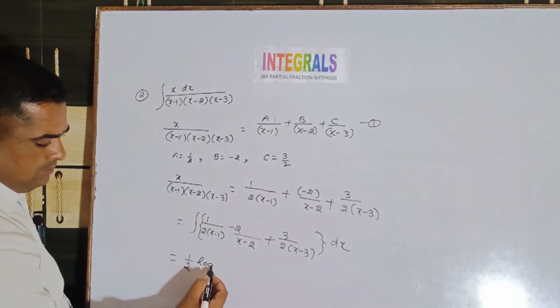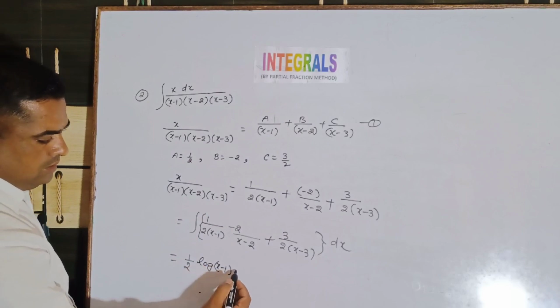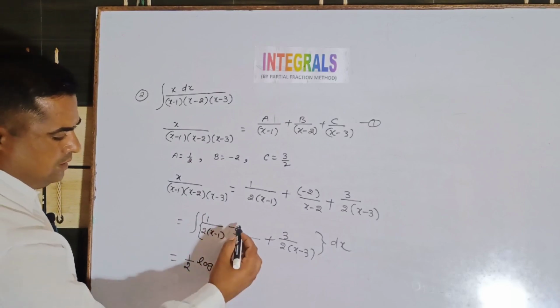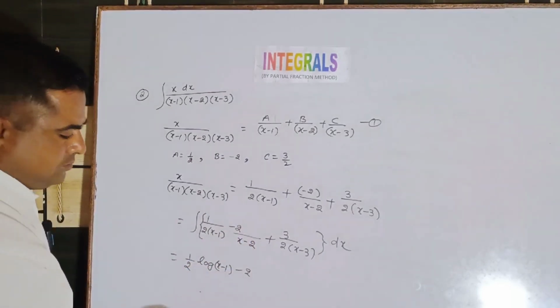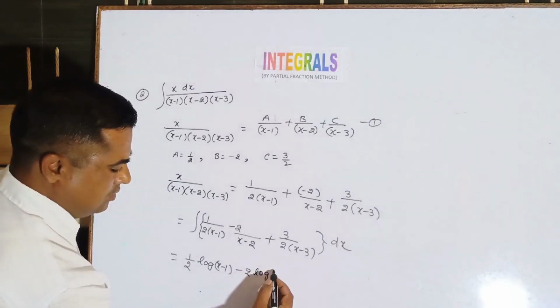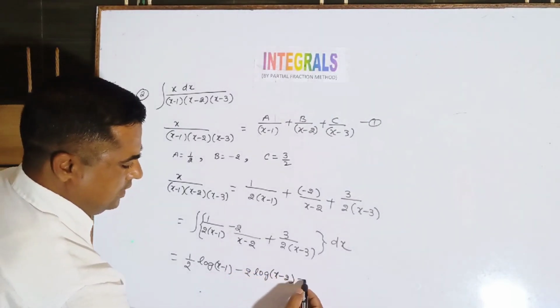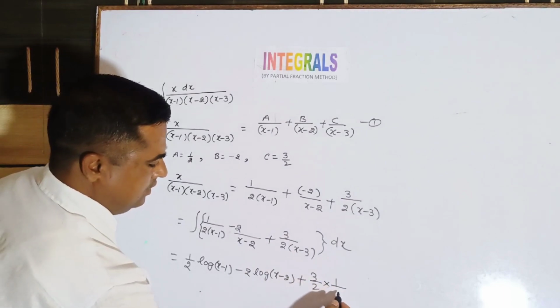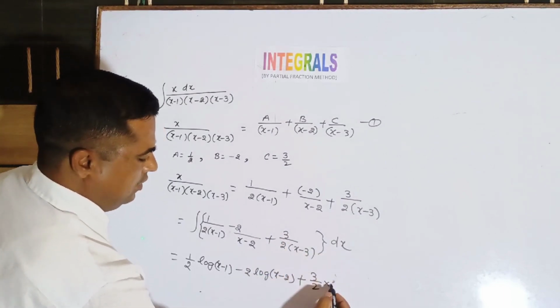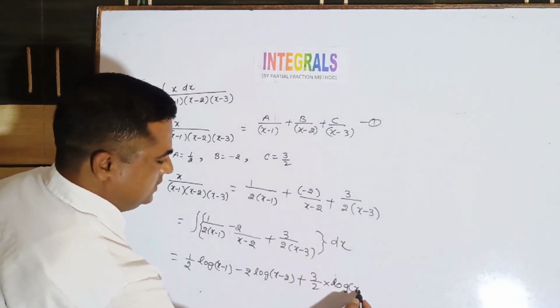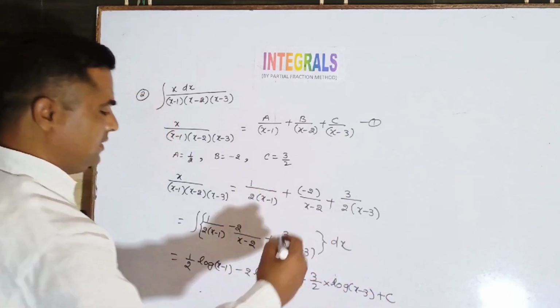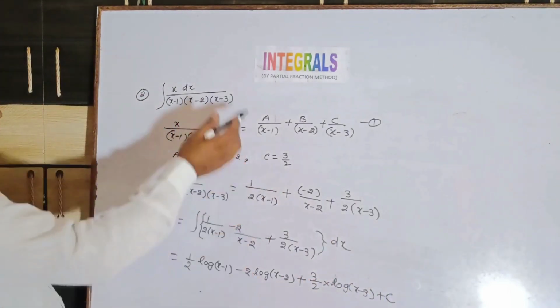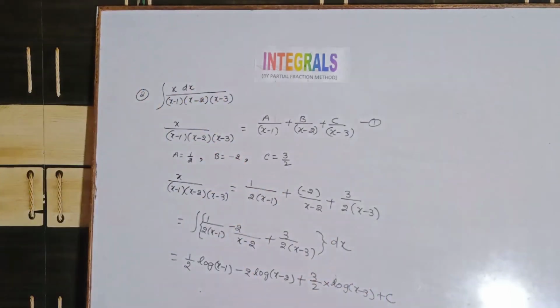This will be log x minus 1, minus 2 integral of 1 upon x minus 2. This will be log x minus 2, and integral of 1 upon x minus 3. This will be log x minus 3 and we will add here c. So students, this will be the answer of this integral.